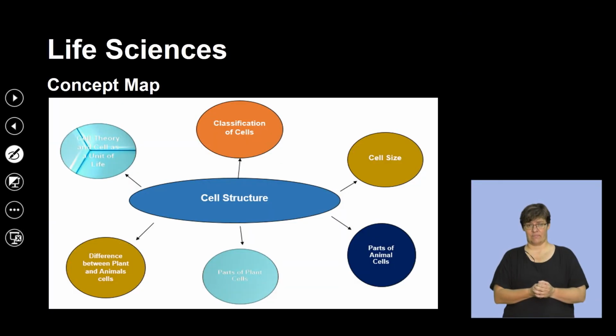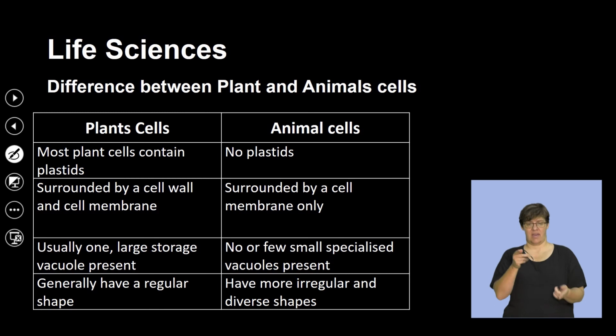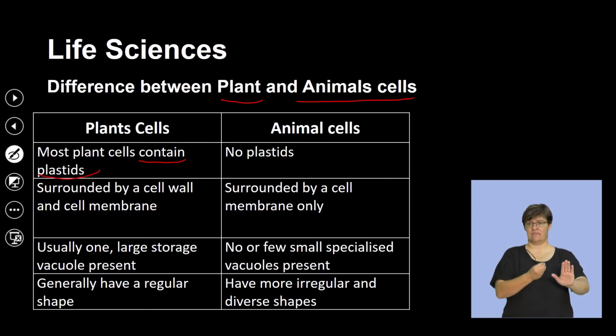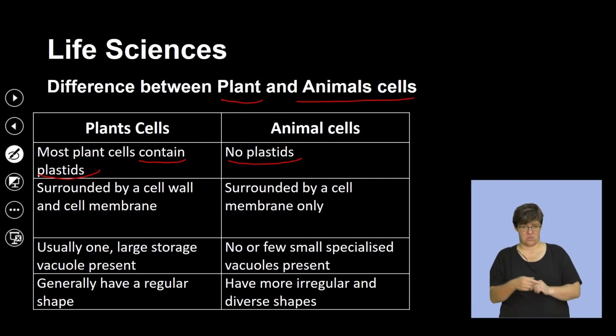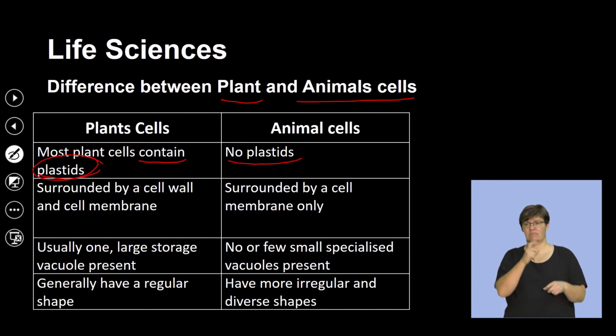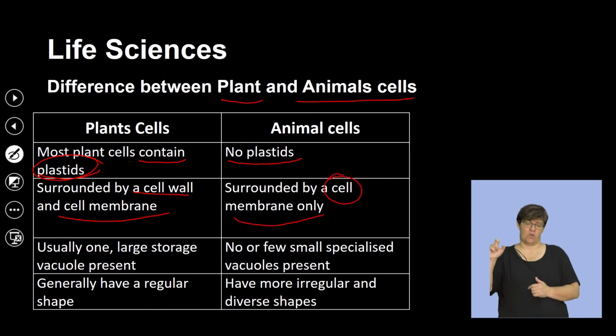Right, so it's time that we now compare the differences between a plant cell and an animal cell. This is often a comparison question that will test your understanding of the two. Most plant cells contain plastids, whereas animal cells do not. These are organelles that allow the plant to photosynthesize and give it color. The various colors that you see in the leaves and in the color of the fruit come from the different types of plastids. A plant cell is surrounded by a cell wall and a cell membrane, whereas an animal cell has only a cell membrane surrounding it.